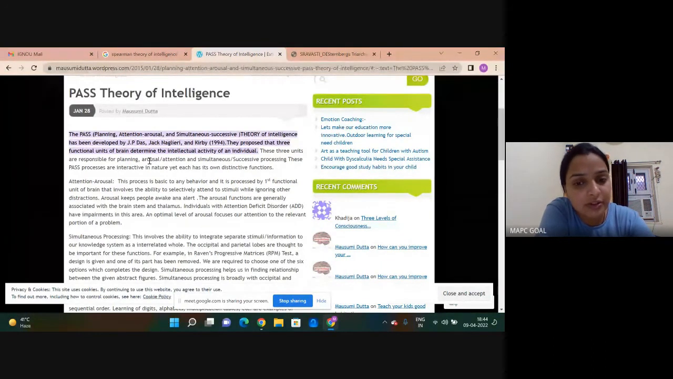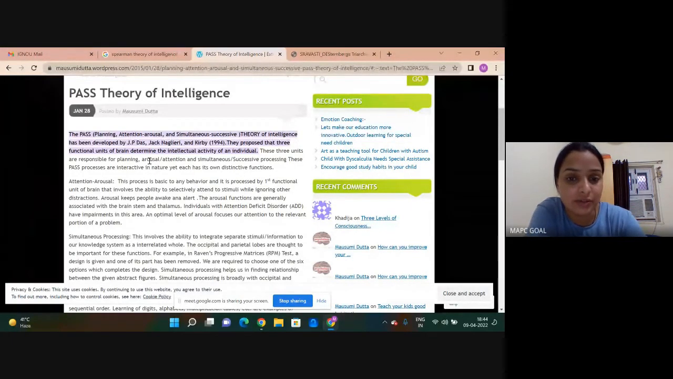Now, people were also trying to understand what happens in ADD. With attention deficit, people are not able to pay attention. They're not able to give attention, right? So there is an impairment in the thalamus, this brain area. That's what the study also found.